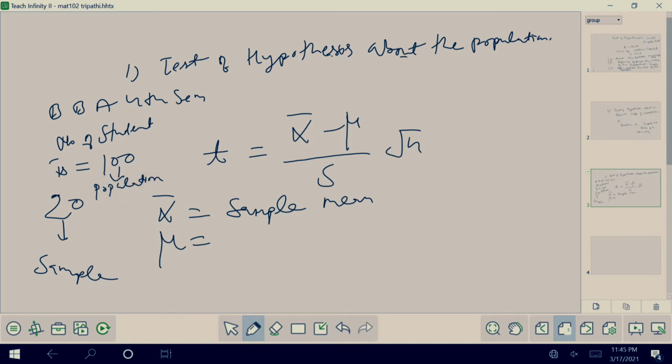And when we are talking about mu, this is our population parameter, and when we are talking about sample mean, this is our x bar, which is also known as statistic. Now, what is mu? Mu is population mean. And now, n, you all know what is n? N is sample size.